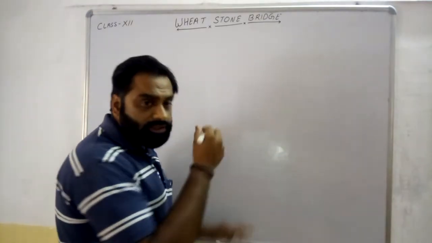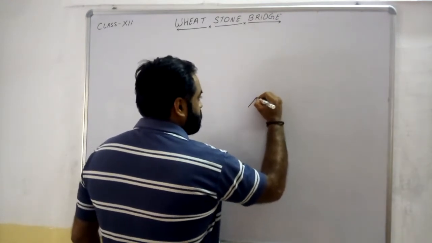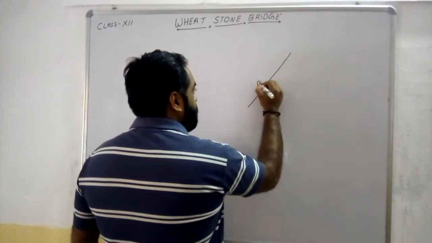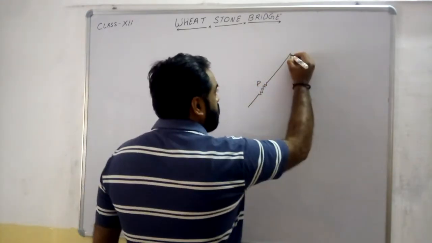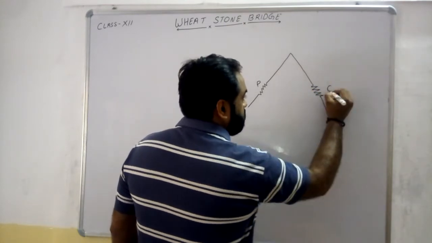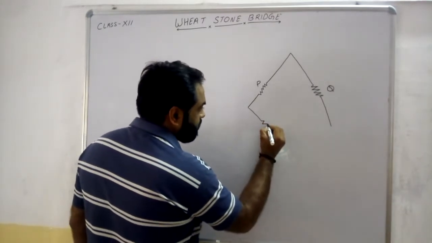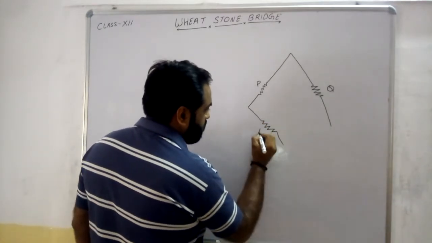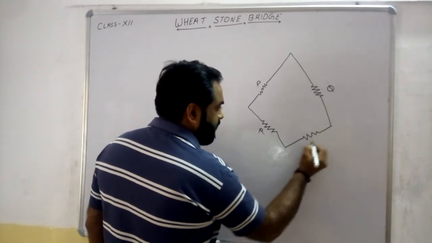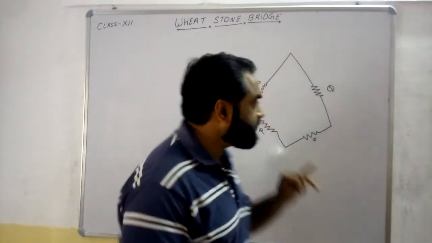So this is the circuit diagram here. Suppose this is resistance 1, I take as naming P. This is resistance 2, naming Q. So P, Q, and the third resistance here R, and the fourth resistance is S. So there are four resistors. As I said, it is an arrangement of four resistors.